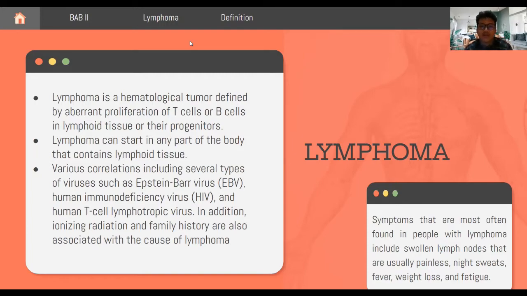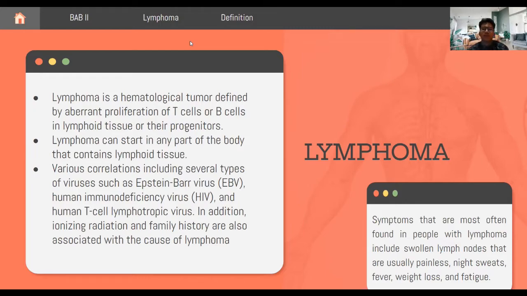Lymphoma itself is divided into two groups. The first one is Hodgkin lymphoma, and the second one is non-Hodgkin lymphoma. About 90% of cases of lymphoma belong to non-Hodgkin lymphoma, while 10% belong to the Hodgkin lymphoma group. Both Hodgkin lymphoma and non-Hodgkin lymphoma can occur in children, adolescents, and adults.